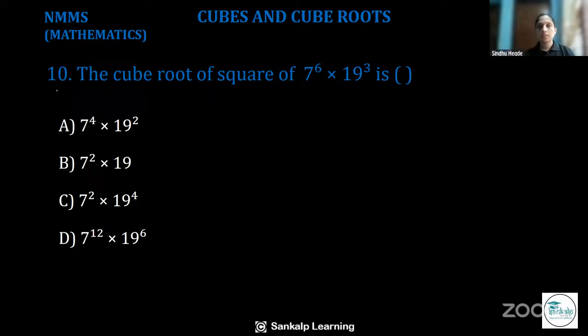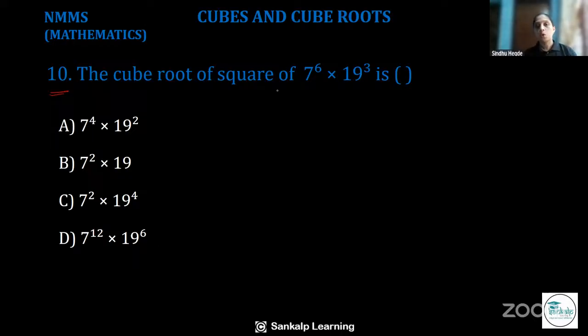Let us see question number 10 of the chapter Cubes and Cube Roots. The cube root of square of 7 raised to 6 into 19 cube is: option A, 7 raised to 4 into 19 square; option B, 7 square into 19; option C, 7 square into 19 raised to 4; option D, 7 raised to 12 into 19 raised to 6.